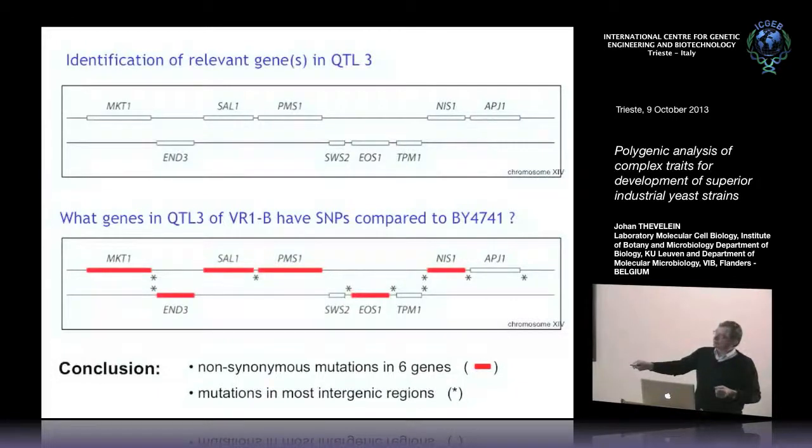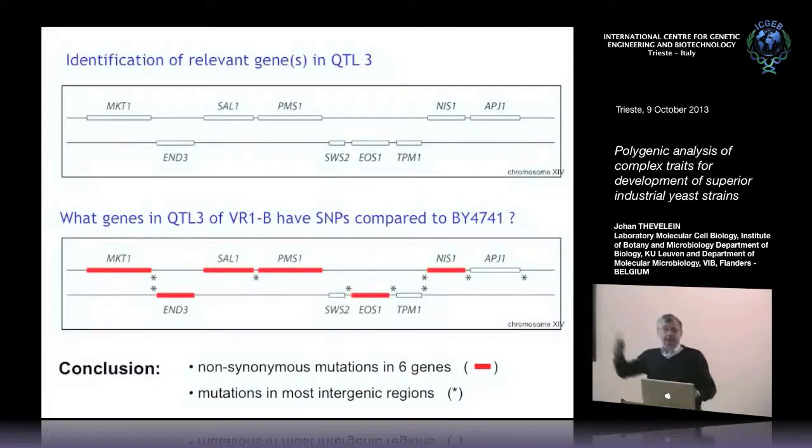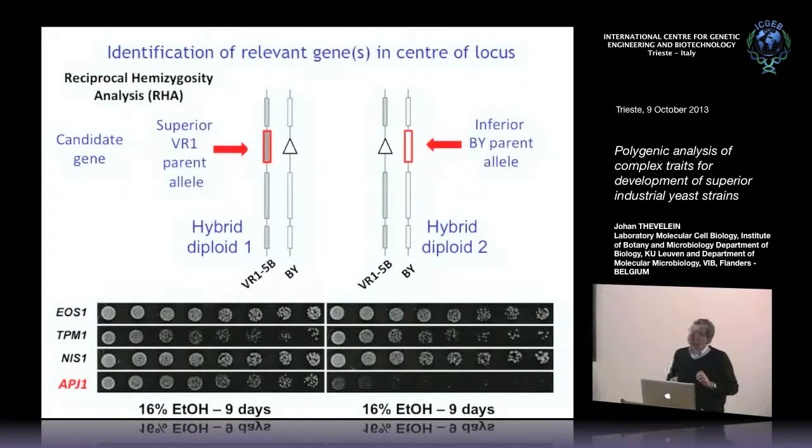Of course, we look at the non-synonymous mutations, but as I said, most genes have either mutations in the open reading frame, the terminator, the promoter, or actually in all three even sometimes. Now, to find out which one of these mutant genes is the important one, or maybe there are multiple that are important in the locus, we use a methodology that is called reciprocal hemizygosity analysis.